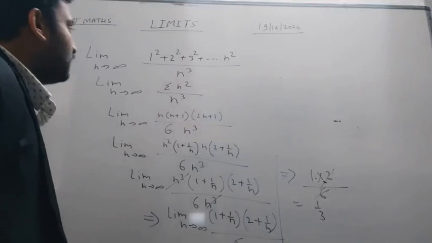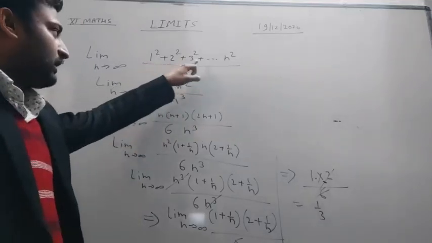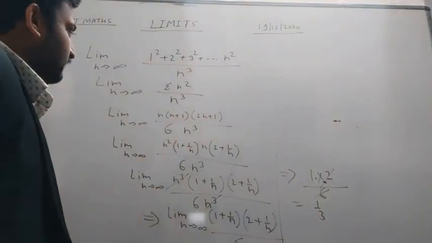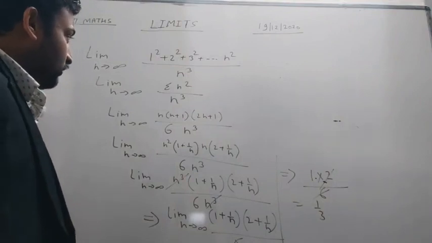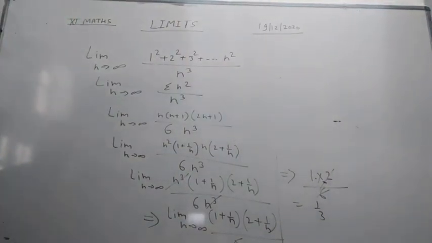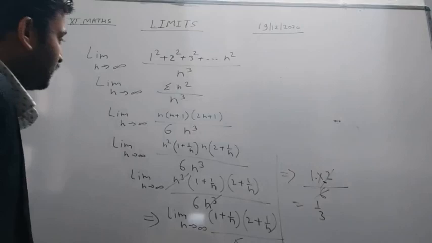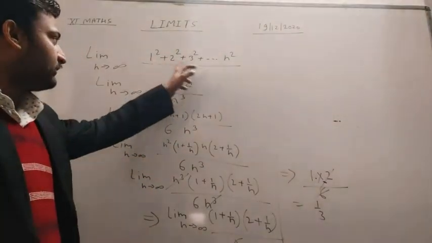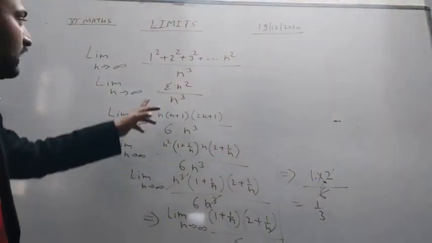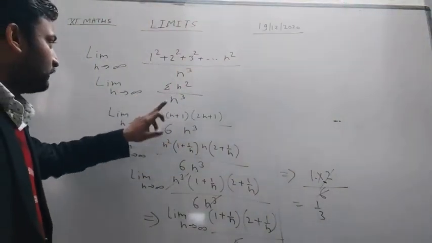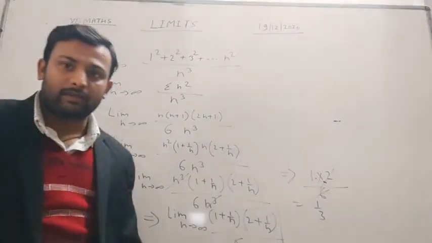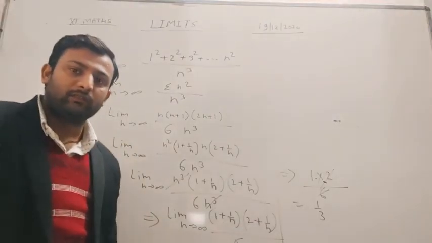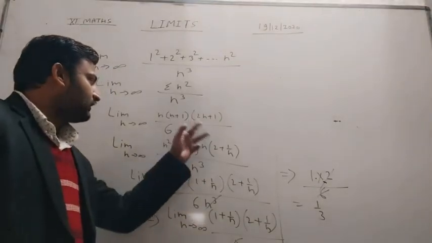Let's see once again. This is 1 square plus 2 square plus 3 square plus dot dot dot n square, divided by n cube, with limit n tends to infinity. In the numerator we can write summation n square, and in the denominator it is n cube. We know the value of summation n square is n into n plus 1 into 2n plus 1 by 6, and this is over n cube.